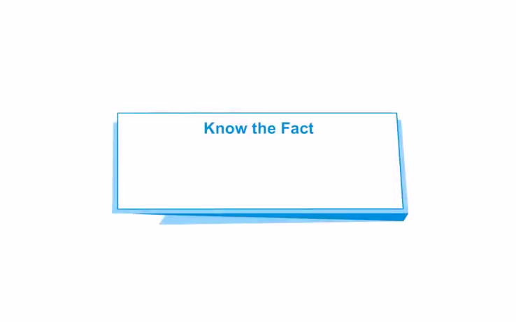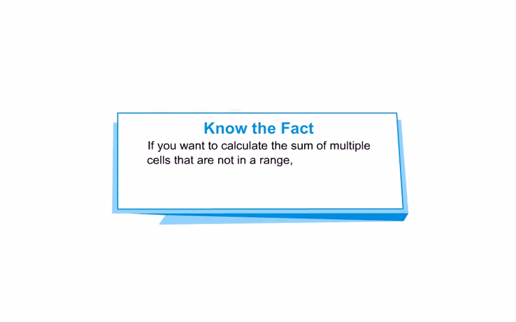Students, know the fact: if you want to calculate the sum of multiple cells that are not in a range, separate each cell address by a comma. Example, =SUM(C4,C6,D8).